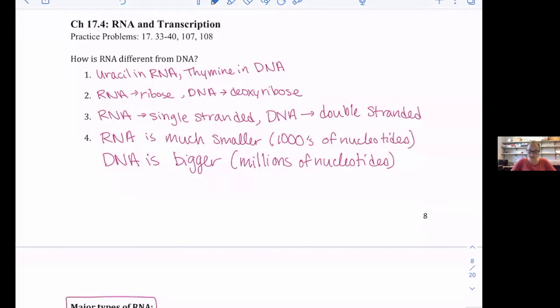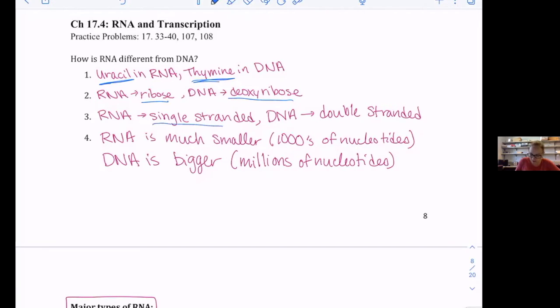The first ones we've talked about before. Uracil is in RNA, thymine is in DNA, so those are different bases. And additionally, RNA has ribose, whereas DNA has deoxyribose, so those are the differences in the sugars. And then this is where we start to get the new ones: RNA is single-stranded.